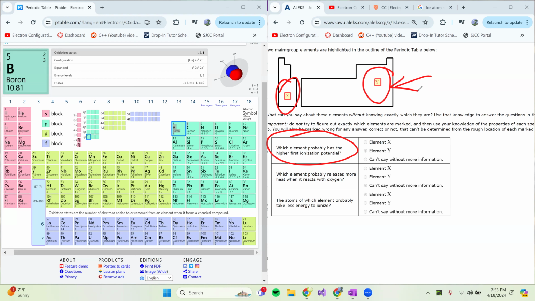Then the second question is asking you which takes less energy to ionize. And that's the metal, because once it loses electrons, it gets closer to becoming a noble gas core. And it's just a trend to remember.